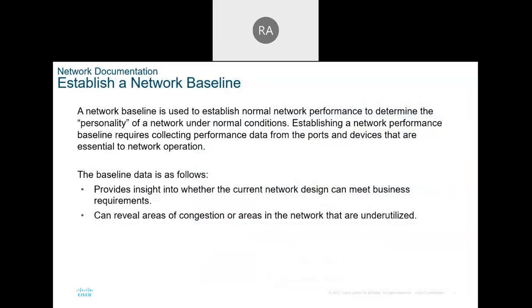So the third part of this documentation we need to talk about is establishing a network baseline. So what is a network baseline? A network baseline is used to establish normal network performance, to determine the personality of a network, I like this word, to determine the personality of a network under normal conditions. Establishing a network performance baseline requires collecting performance data from the ports and devices that are essential to network operation.